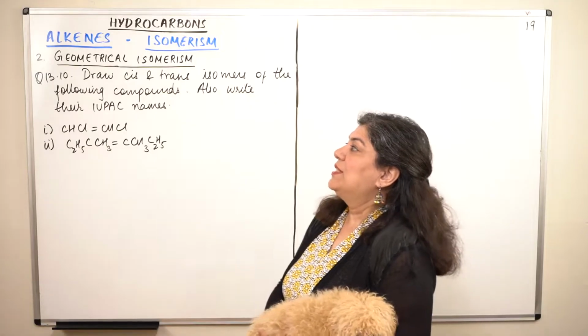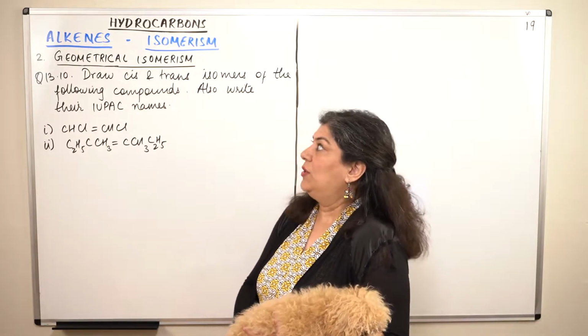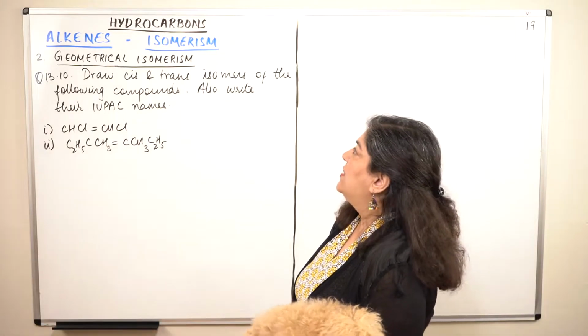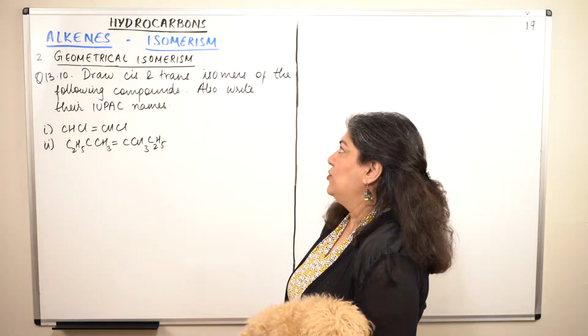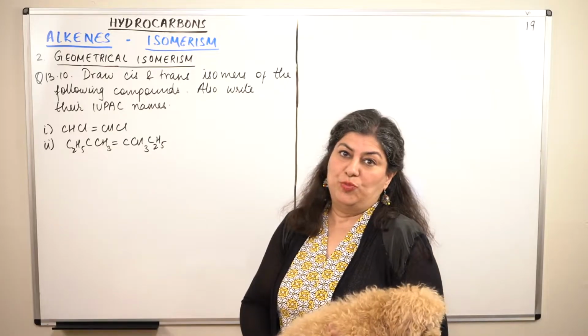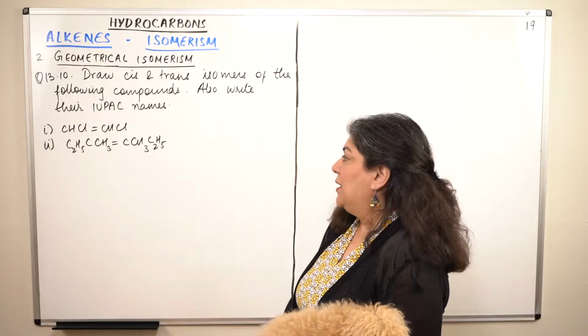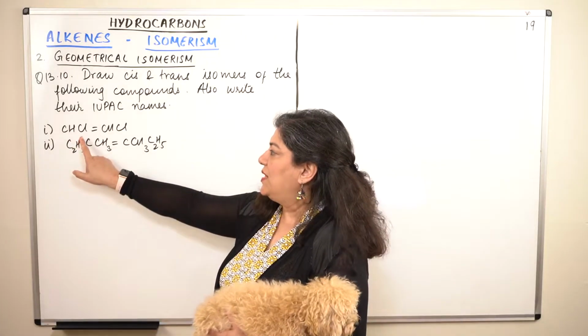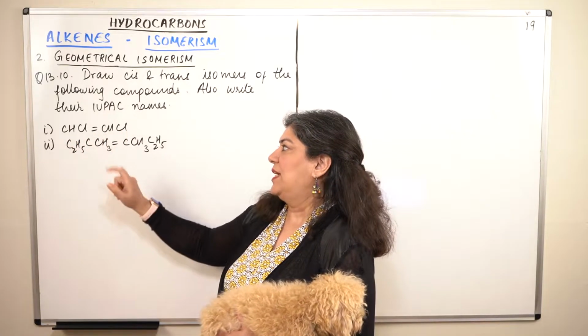The first question is question 13.10 and it reads, draw the cis and trans isomers of the following compounds. Also write their IUPAC names. So the first compound that is given to us is CHCl double bond CHCl.